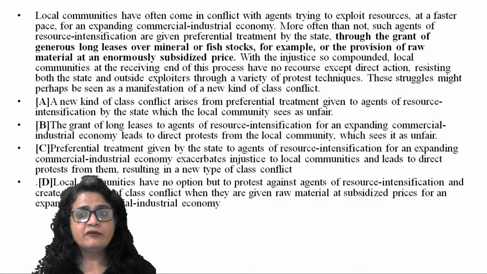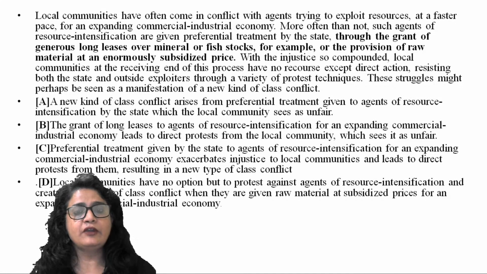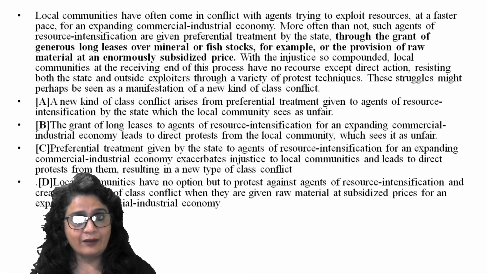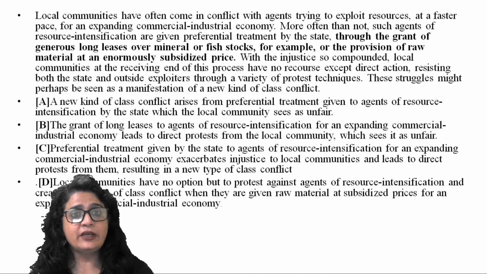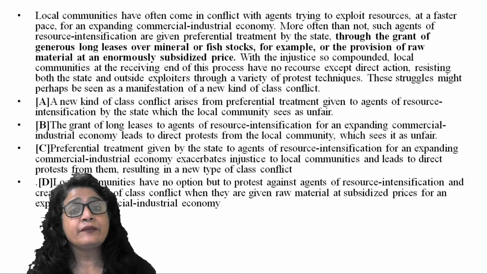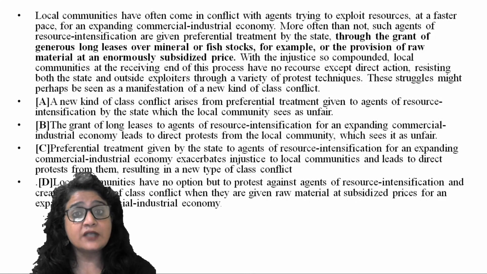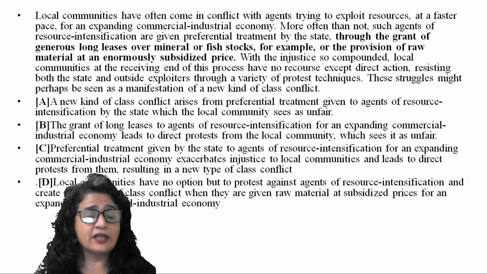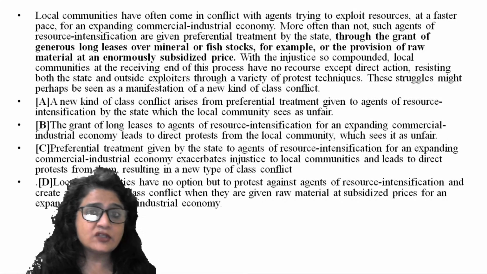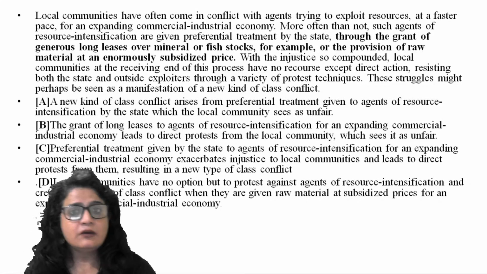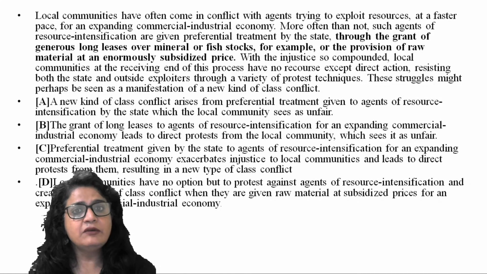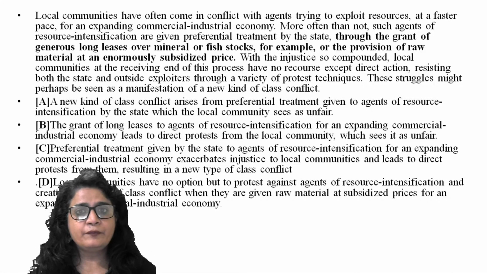Alright, so while understanding this whole paragraph, we also try to summarize in our own language, right? So a one or two line summary is: local communities are in conflict with those agents who are trying to exploit the natural resources in their area. These agents are supported by the government. Leave out the example. These agents are given preferential treatment by the state. Okay? And this is a new kind of conflict because it is compounding the injustice meted out against these local communities.